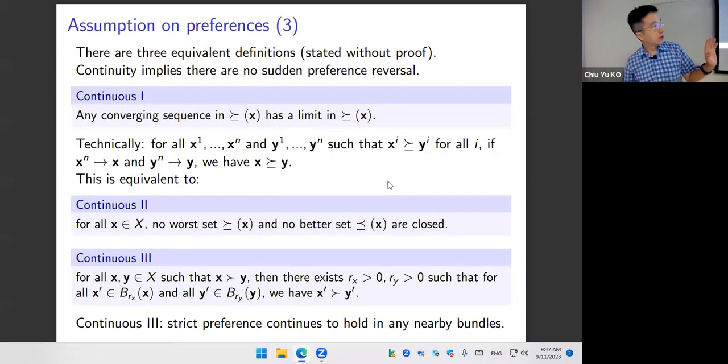And this is continuity. It just means that your preference doesn't change when there's a slight change in your bundle. Okay? So in technical terms, if a bundle X is strictly better than another bundle Y, you just go nearby X and nearby Y, and this relation still holds true. There's no sudden change in your preference. Okay? That is actually continuity, right? The same as what you learn about continuity in functions, right? Things keep going on without sudden change. Same idea. Your preference is continuous, that means there's no sudden change.